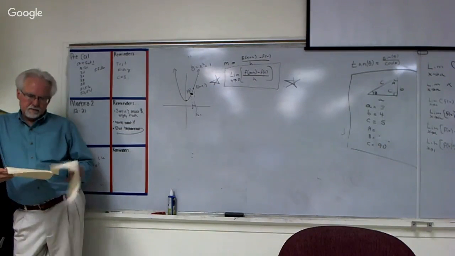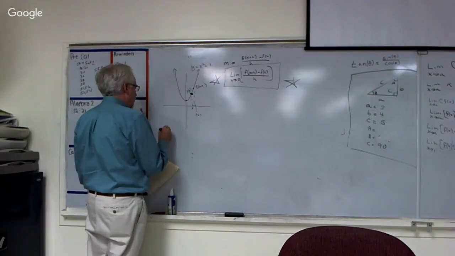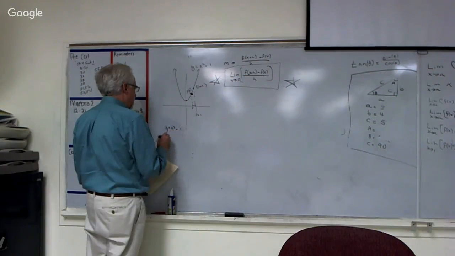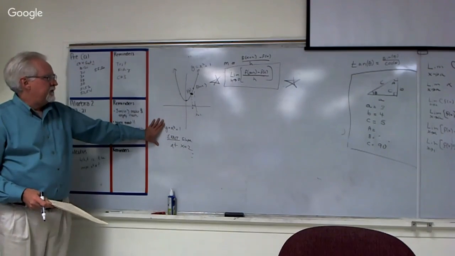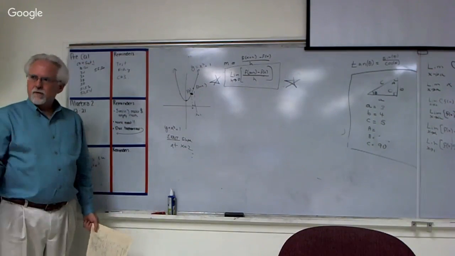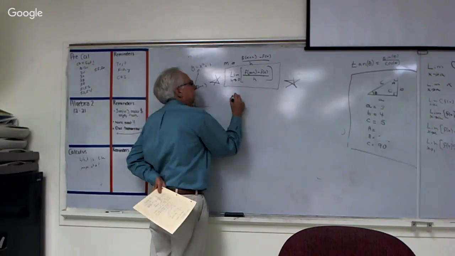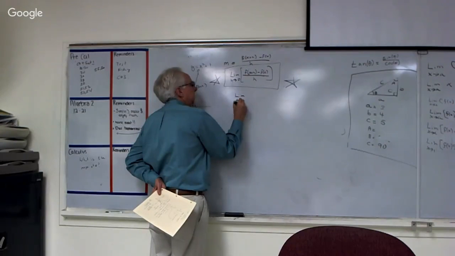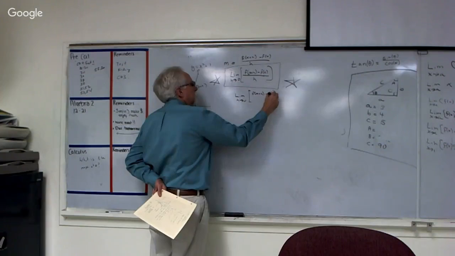Okay? Does that make sense? Yes. So if I have y is equal to x squared plus 1, and I want the exact slope at x equal 2, how would I find the exact slope? Where do I start, Emily? With that equation, what should I write down? The limit as h goes to 0 of f of x plus h minus f of x over h.